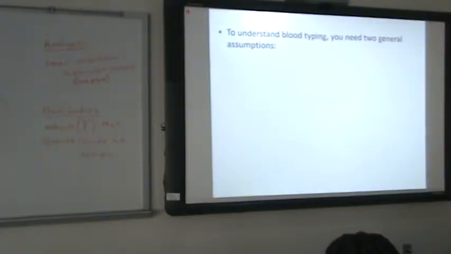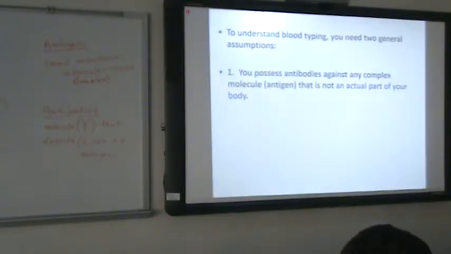Okay, so we know that antigens are shapes that are detectable. We know that antibodies bind them in a specific way. So adding on to that, if we're going to understand how blood typing works, there's two things that you need to assume. You can assume that we can make antibodies against any molecular shape, any antigen that's not normally part of us. If there's a little shape, an antigen that's not really part of your body, you can assume that you would be able to make antibodies against it.